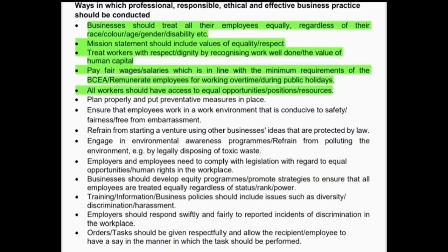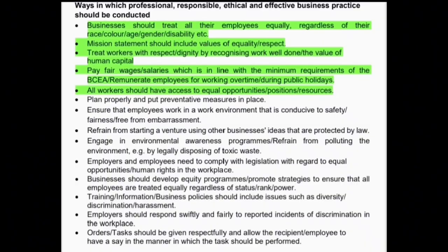Treat all their employees equally, regardless of their race, color, age, gender, or disability. They must all be treated equally regardless of their color, race, disability, gender, age, and so forth. Then we move to the last point. All employees should have access to equal opportunities in the workplace. They must have what? Access, so they must also be given the opportunity of equal opportunities in the workplace.